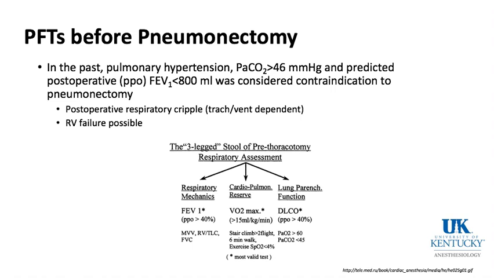So a three-legged stool of pre-thoracotomy respiratory assessment has been proposed, ways to look at: is this person able to undergo pneumonectomy? You can look at respiratory mechanics, things like FEV1. Is the postoperative FEV1 expected greater than 40% of normal? Cardiopulmonary reserve, what's their VO2 max?